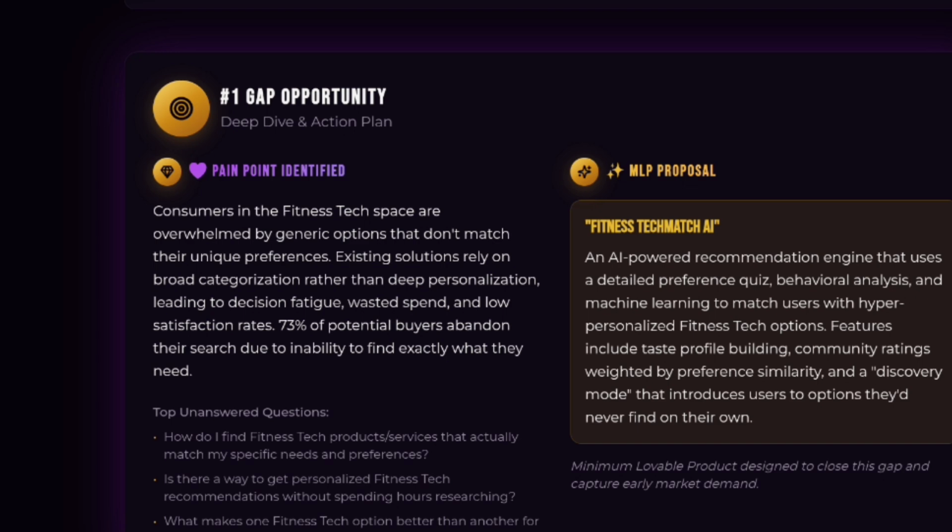And the Fitness Tech Match AI, an AI-powered recommendation engine that uses a detailed preference quiz, behavioral analysis, and machine learning to match users with hyper-personalized fitness tech options. Features include taste profile building, community ratings weighted by preference similarity, and a discovery mode that introduces users to options they'd never find on their own. So it's kind of like this whole buzz with creatine as well when it comes to fitness. Maybe you can have an eating plan that includes some of those supplements, or maybe it's you taking up cardio more and then you want to monitor that more closely, whatever it might be.